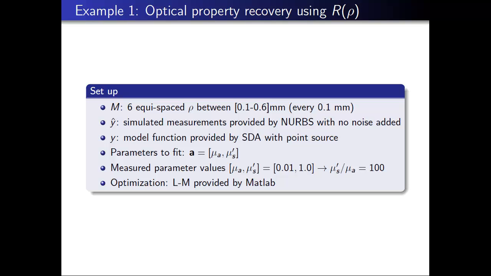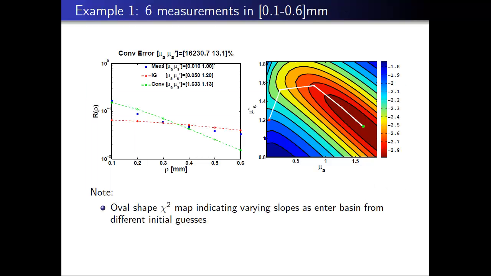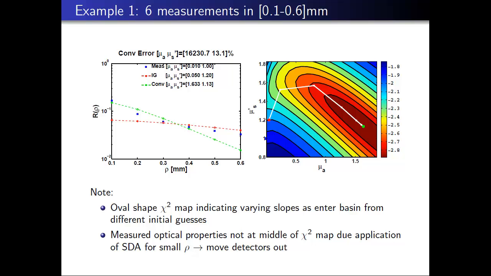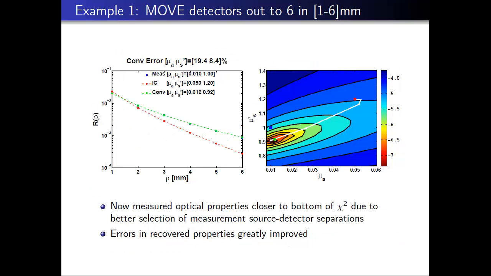So it's the detectors, the radial flow? Yes. So I moved them out. Let's see how we do. So I moved them out to 6, same number, but out to 1 to 6 millimeters. And now you can see how the converged values are a lot better for mu A.